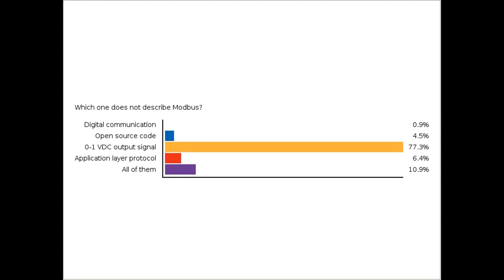So if everyone goes ahead and votes on this, the question is, and Joe just went over this, which one does not describe Modbus? It's a digital communication. It's open source code. It provides a 0 to 1 volt DC output signal. It is an application layer protocol, or none of them, or all of the above do not describe Modbus. That's what all of them means.